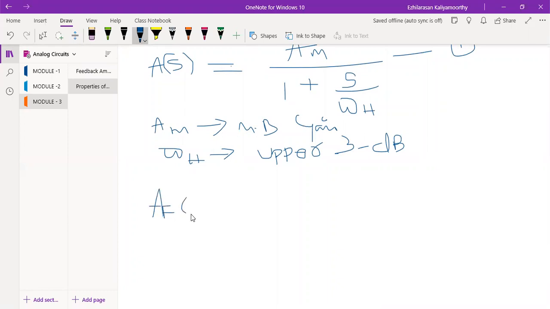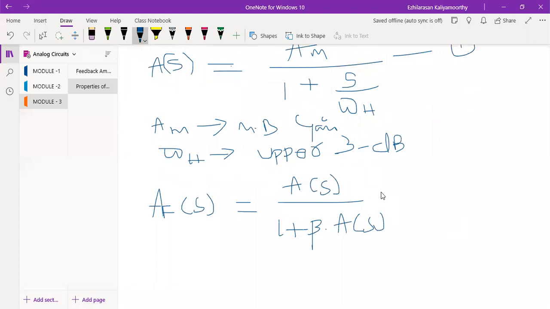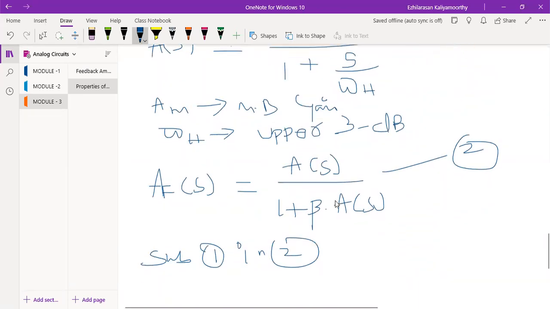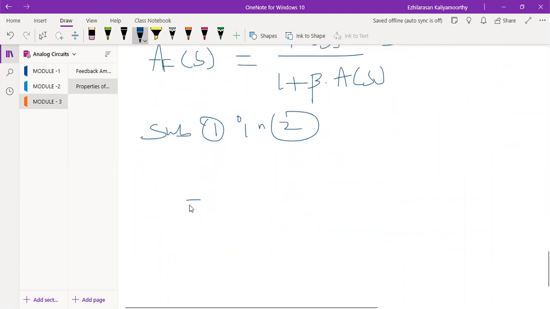So AF is equal to A by 1 plus beta A, then AF of S is equal to A of S divided by 1 plus beta into A of S. This is expression number 2. Now what you do, substitute 1 into this A of S here. So what we'll get now, let us substitute.